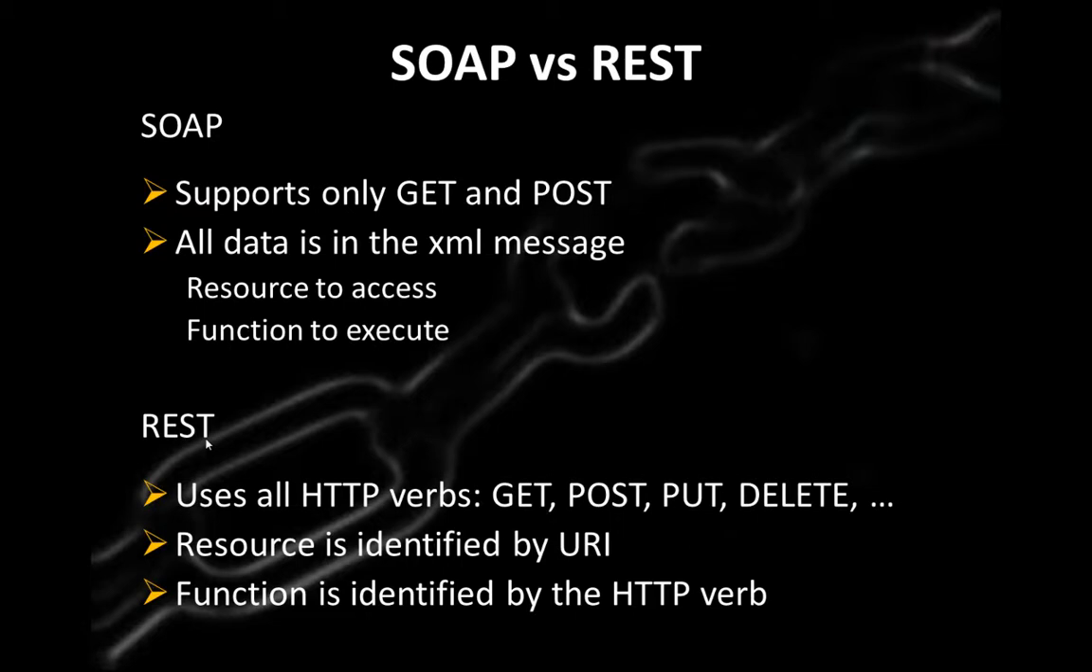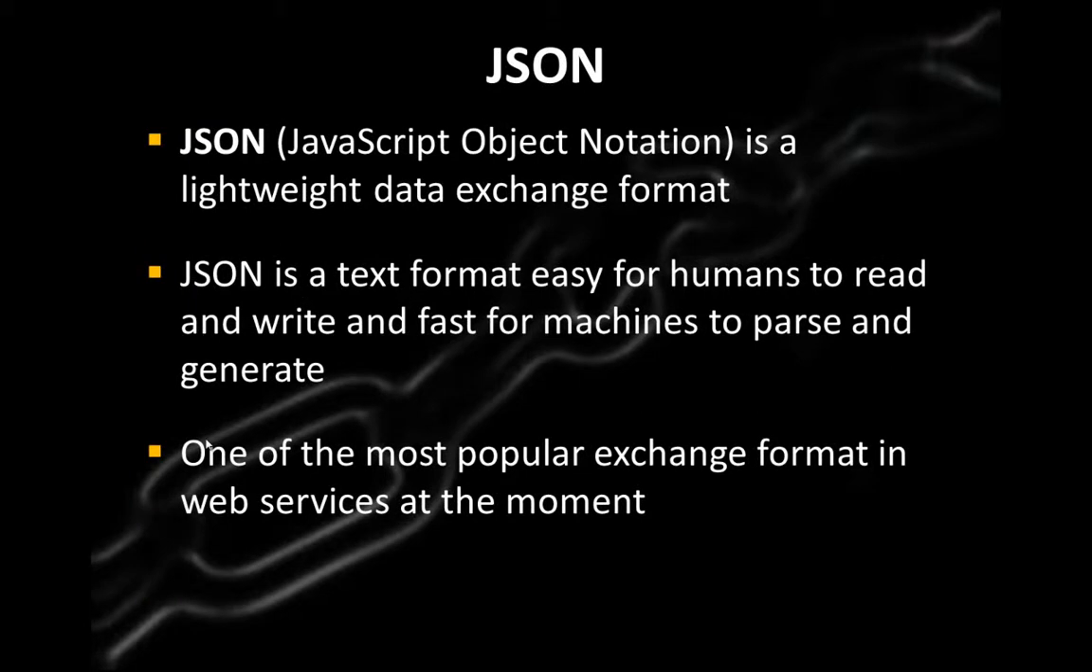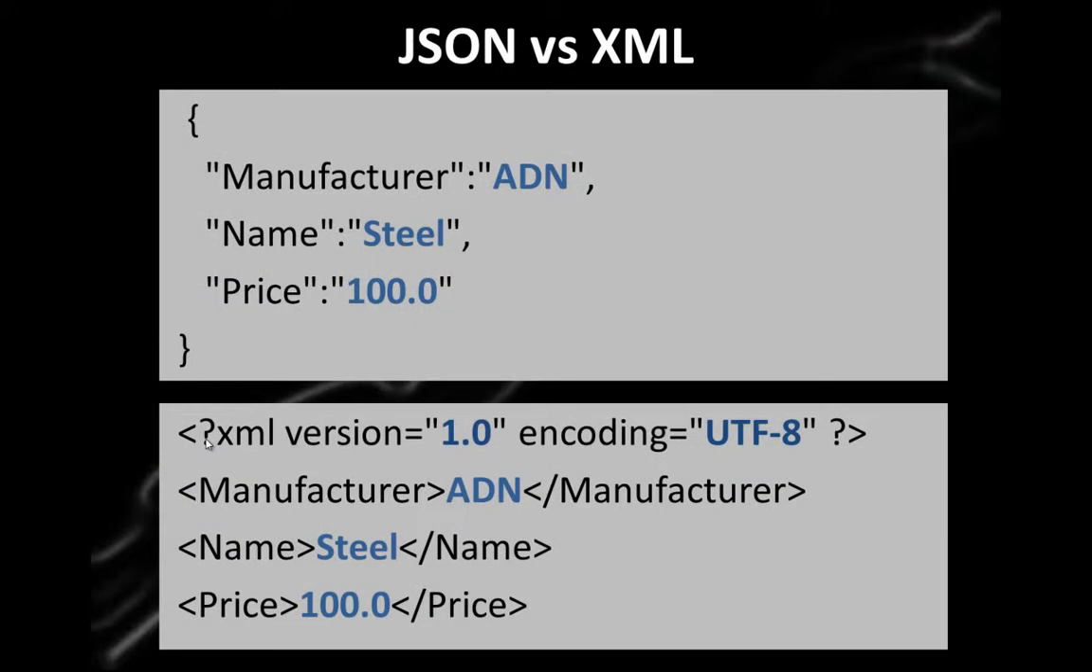So those are protocols. Let's now take a look at the data formats that we can use with those protocols. The most popular data format at the moment is called JSON, for JavaScript Object Notation, and this is a lightweight data exchange format. JSON is a text format that is easy for humans to read and fast for the machine to parse and generate. That's at the moment one of the most popular exchange formats in web services. Here is a comparison of a JSON message versus an XML message.